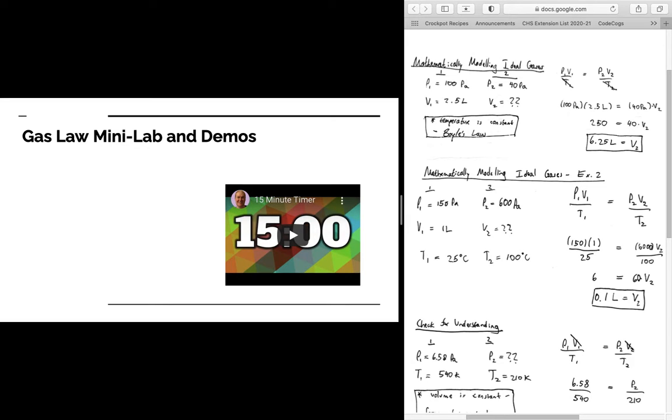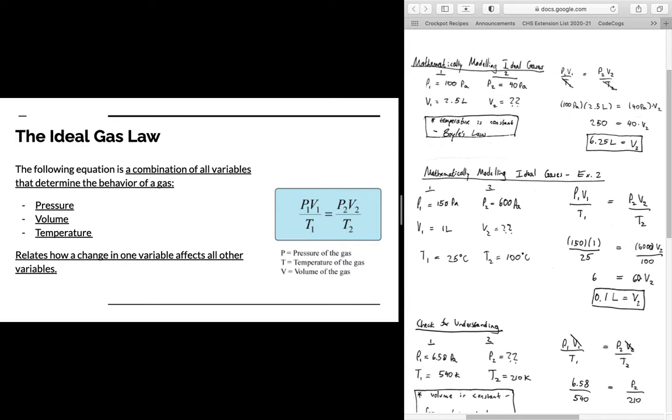So gas law, mini lab, and demos. All right, this is what we worked on in class, and we're going to skip this and go over to the main gas laws, okay? So the ideal gas law.